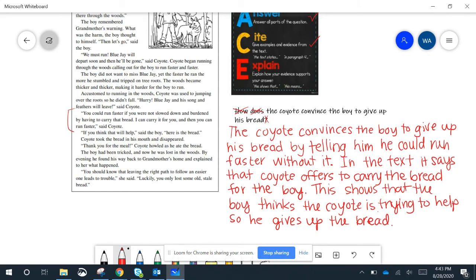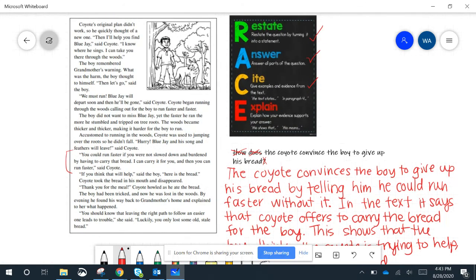Okay, now I'm going to read through my whole answer to make sure I have all the parts of RACE. How does the coyote convince the boy to give up his bread? The coyote convinces the boy to give up his bread by telling him he could run faster without it. In the text, it says that the coyote offers to carry the bread for the boy. This shows that the boy thinks the coyote is trying to help him, so he gives up the bread. And that is my complete answer. It completely restates, answers, cites, and explains.